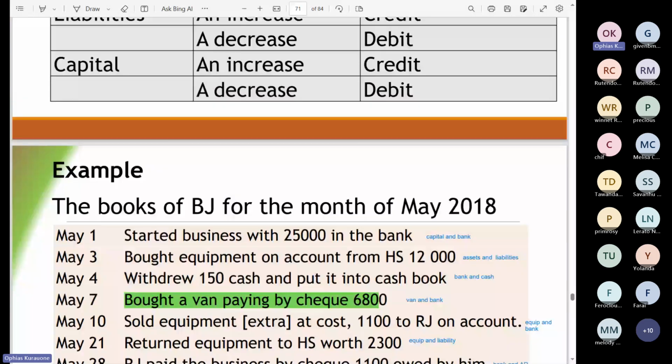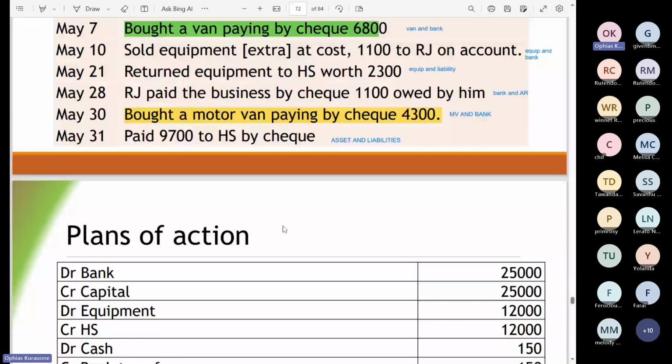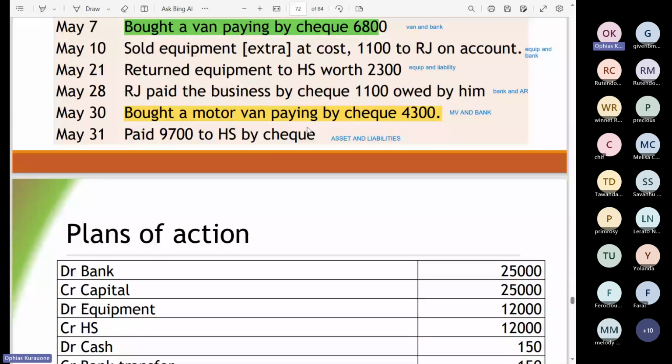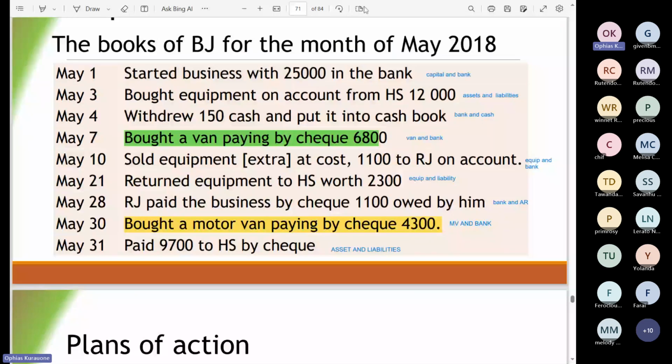So from these transactions which are there, we should come up with the following accounts, starting with the bank account, because all transactions which affected the bank should be recorded.